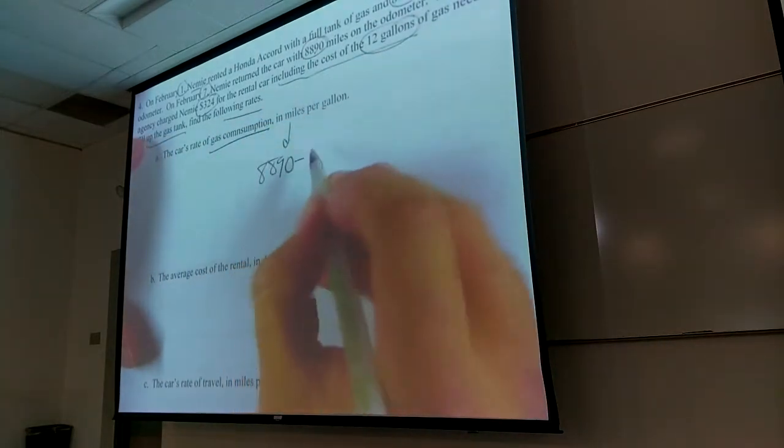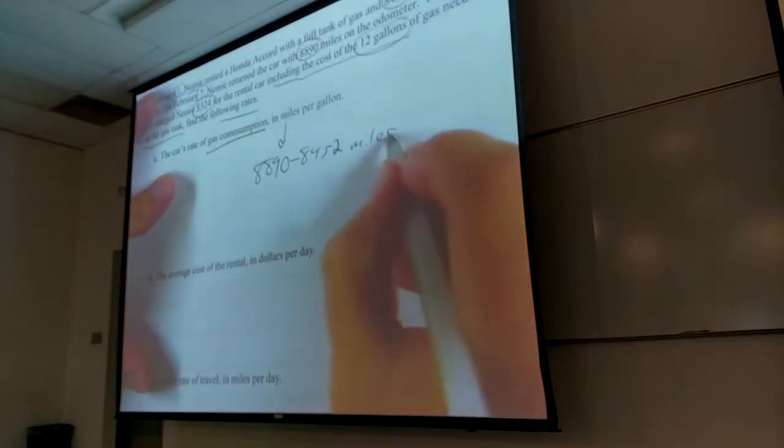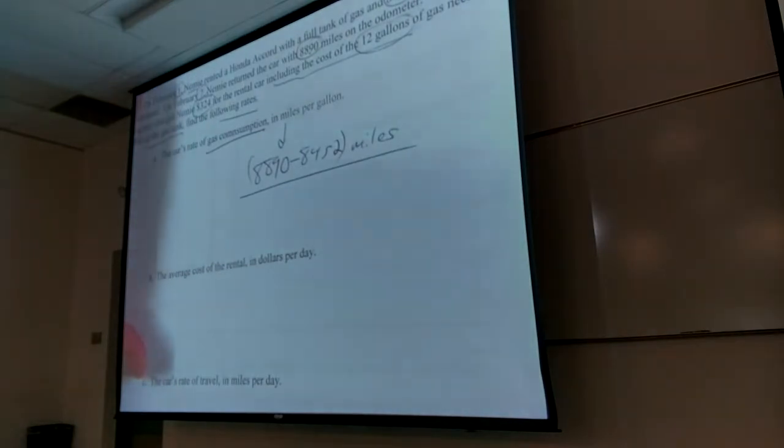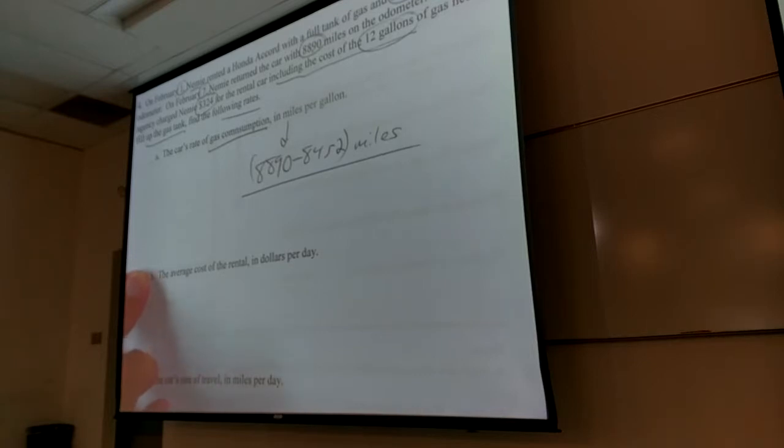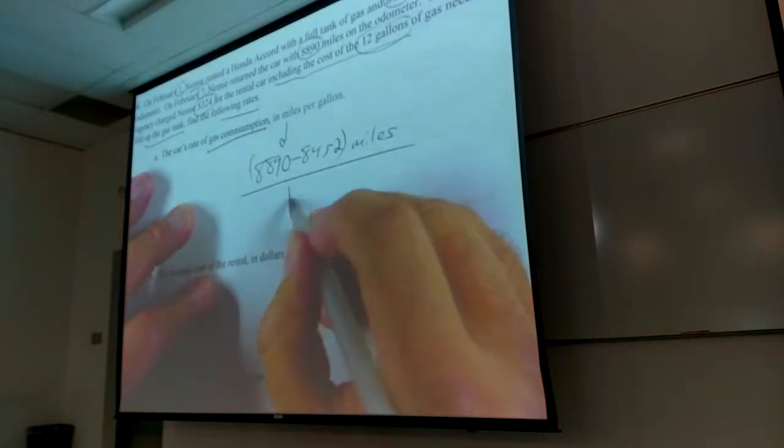So what do I need to know to be able to create this ratio? Well, they give me the ratio. It's miles per gallon, right? So I got to know how many miles did she actually go. Yeah, so the mileage was 8,890 minus 8,452. That's the miles. And of course the gallons, 12. When she gave it back, they had to fill it up with 12 gallons of gas. So she used 12 gallons of gas. Exactly. That sounds like a math person to me. So the bottom is 12 gallons.